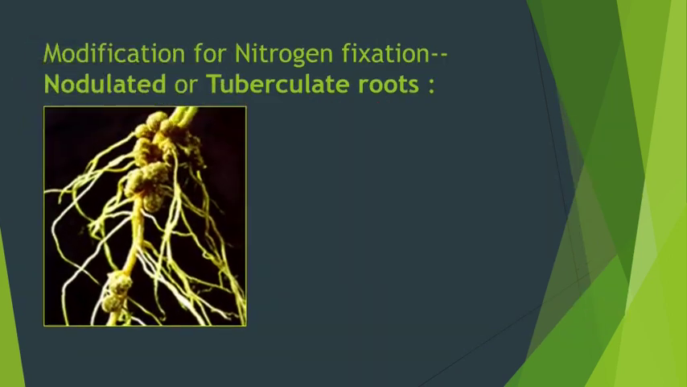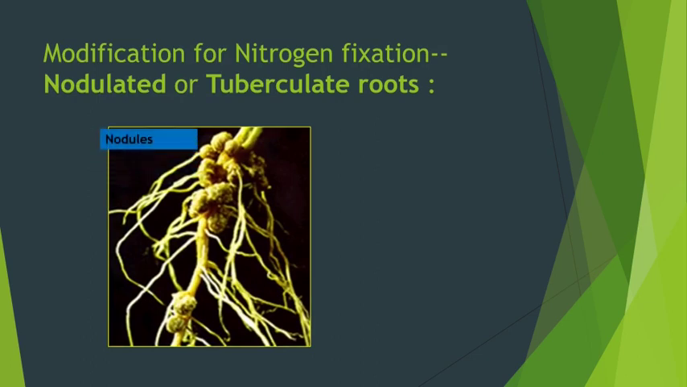Next, modification for nitrogen fixation in case of leguminous plants. These leguminous plants need a lot of nitrites and nitrates because they are going to produce proteins. Now they are growing in soil having nitrites and nitrates, which they cannot directly absorb. So in their roots, in the tap roots, in the primary roots especially, there are nodules present, as you can see in the picture.